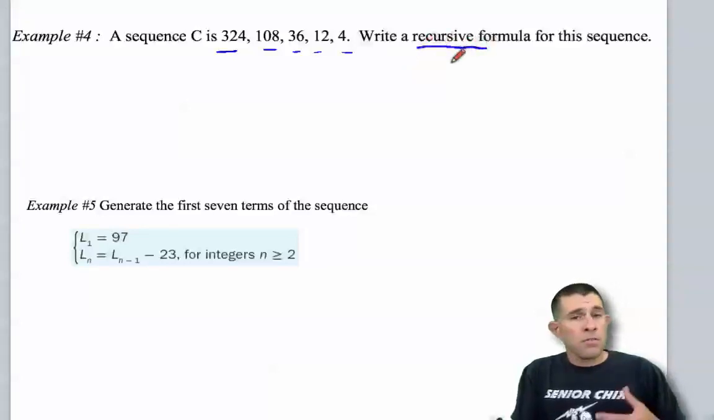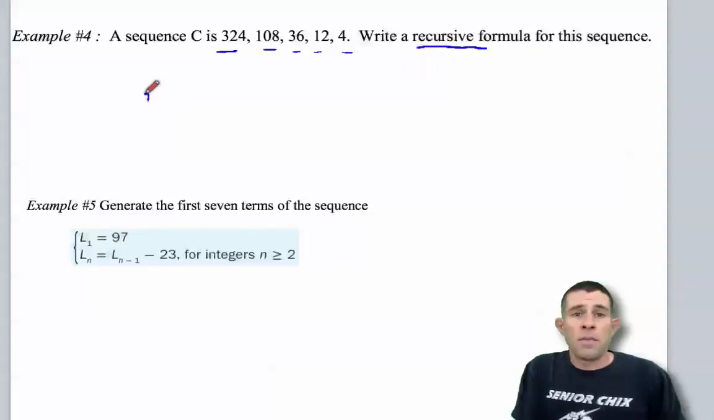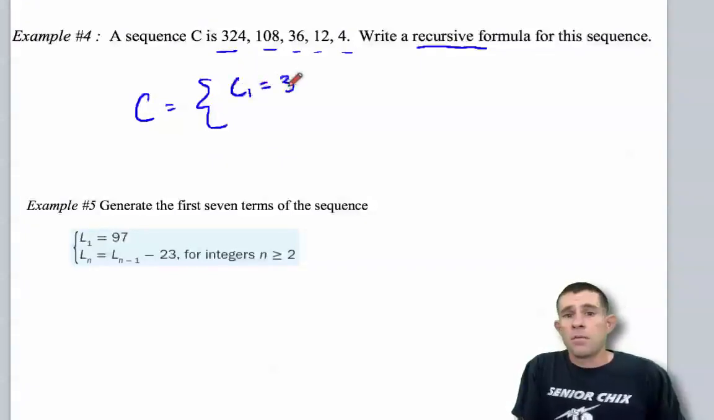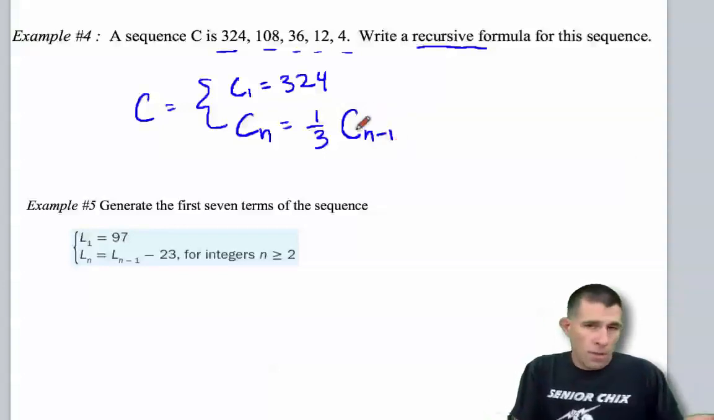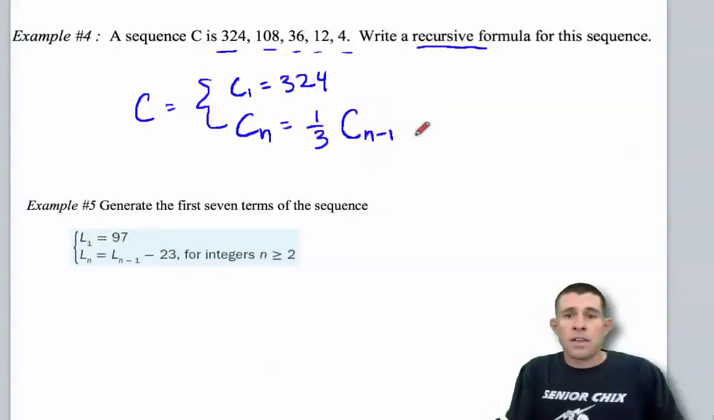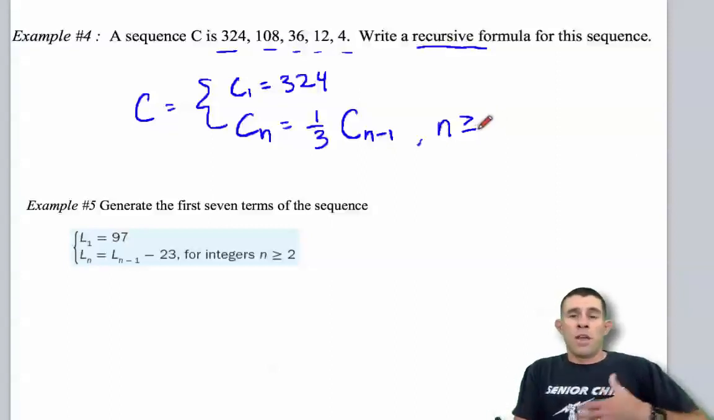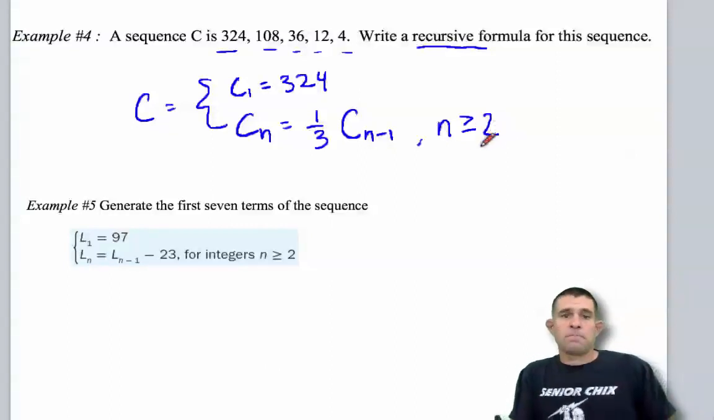So we can write a recursive formula to generate the sequence as well. So we'll say C is a set of statements such that C sub 1 is equal to 324. And then C sub n is equal to 1/3 our previous term, which would be C sub n minus 1. So we're taking 1/3, or dividing our previous term by 3, or multiplying by 1/3, to get our next term. And again, this is going to be defined where n is greater than or equal to 2.